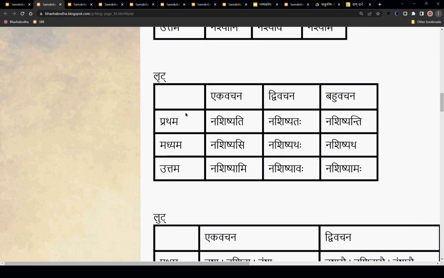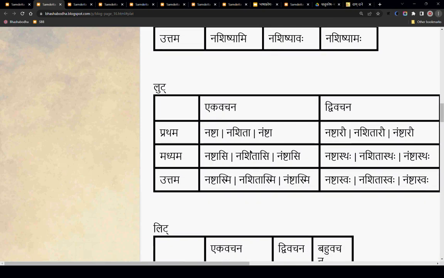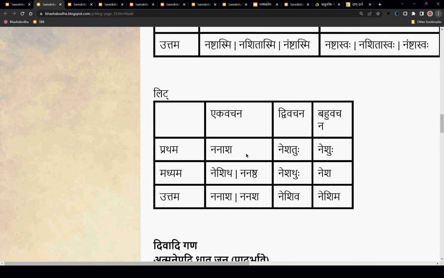But here in rit lakara, nashishyati, that sh is because of the rit lakara, bhavishyat kala. Because if you take bhu dhatu, it becomes bhavishyati, and da dhatu becomes dasyati. That syati part is part of the rit lakara ending. It is not coming between that ending and the dhatu. Similarly, you see nashta. There is no ya added in between here, okay?